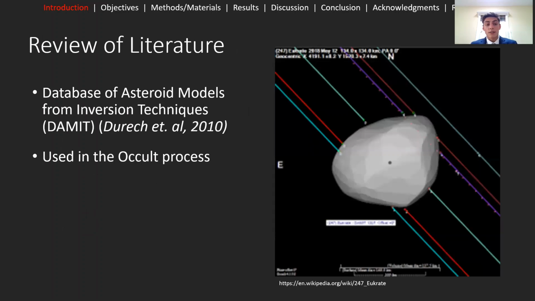In the analysis process, I use the database of asteroid models from inversion techniques, or DAMIT for short. I use this database in the Occult process when I am comparing my observations along with the observations of other astronomers, and I am refining a pre-existing shape model in the DAMIT database.